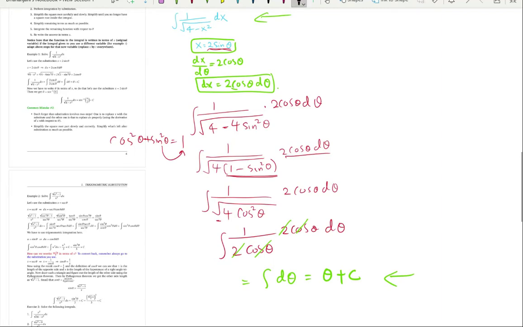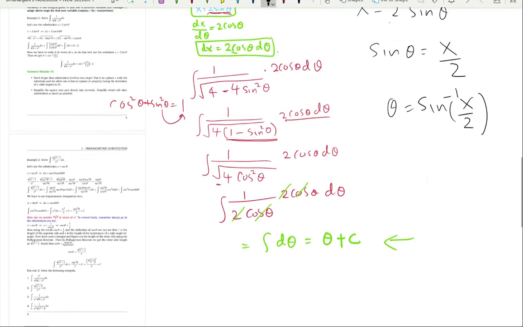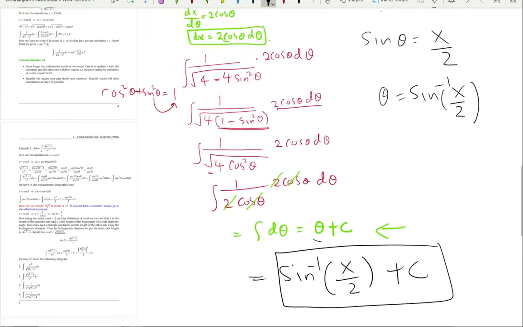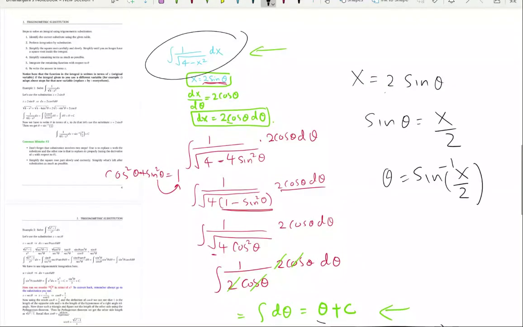So use your substitute always. The substitute is x is equal to 2 sine theta. So then what is theta? Well, let's make theta the subject. Divide by 2. So sine theta is x over 2. I took this 2 to the left and flipped the sides. Now how do you find theta? Yes, take the sine inverse of the right hand side. So theta is sine inverse x over 2. So replace it here. So here you have theta, so sine inverse x over 2 plus c is the answer. So this is what we get if you solve this problem.